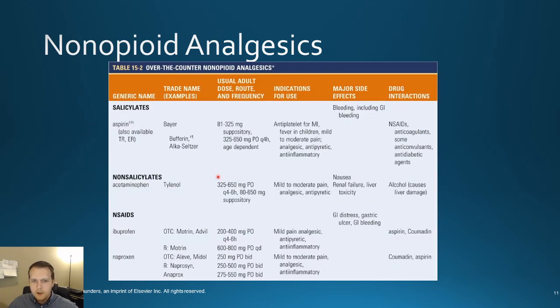So the common ones you're going to run into, and most of these are available over the counter. For instance, you have aspirin, you have acetaminophen, and then you have your NSAIDs. Something to note here is that aspirin and the NSAIDs are both anti-inflammatory, and they're antipyretic along with being an analgesic. Note that acetaminophen is just an antipyretic and analgesic. This does not do anything for inflammation, okay?